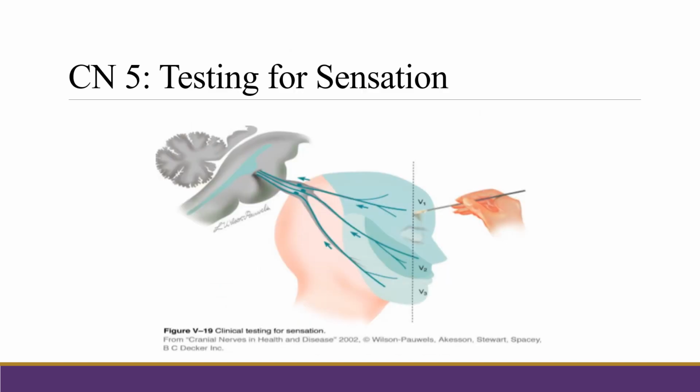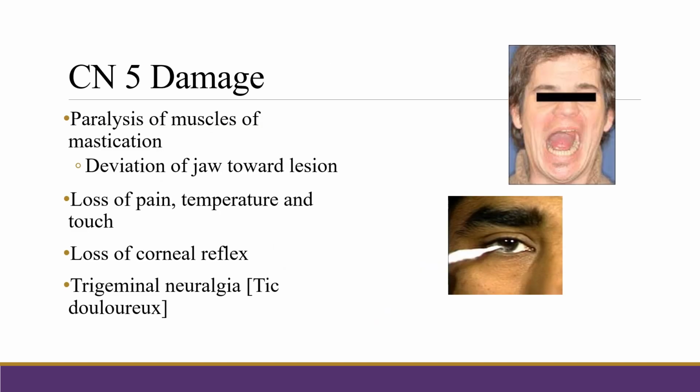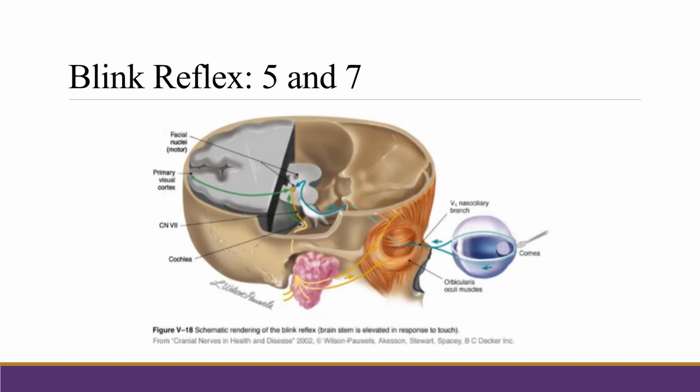Testing for sensation, you'll learn this in your ALS or in your function ALS. Cranial nerve 5 damage. So what are we looking at here? We can see some paralysis of the muscles of mastication, or chewing muscles. His jaw is deviating towards the lesion here. Loss of pain and temperature and touch. Loss of the corneal reflex. And then trigeminal neuralgia, also known as tic douloureux. Blink reflex involves 5 and 7. So 5, you need to feel it with 5, and then 7 is what's going to make you blink.